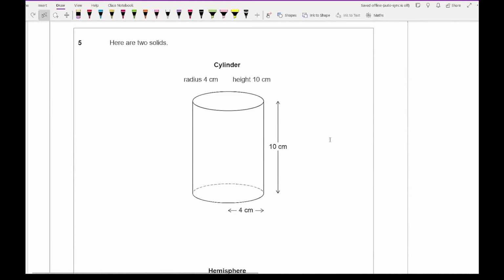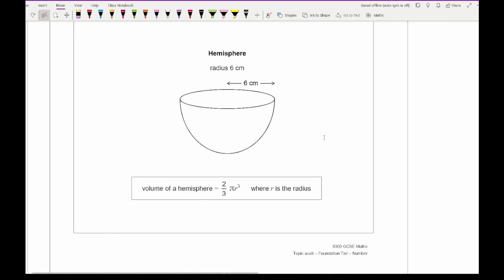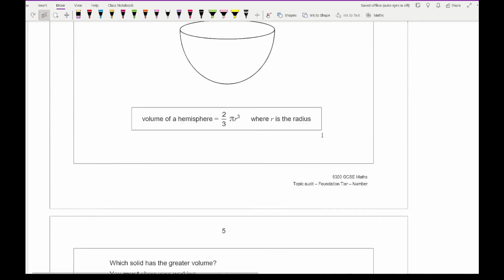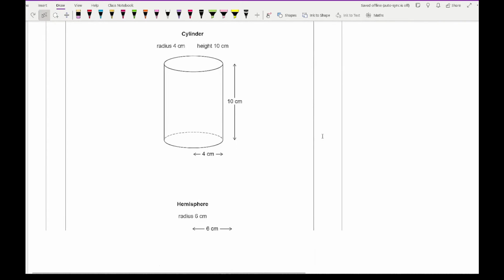Then moving on to question 5, it says here are 2 solids. So we've got a cylinder with a radius of 4 and a height of 10, and a hemisphere with a radius of 6 centimeters. And it also gives me the volume of a hemisphere. And the question is asking which solid has the greater volume. Well, if I start by having both of those on screen, so we can just about see it.